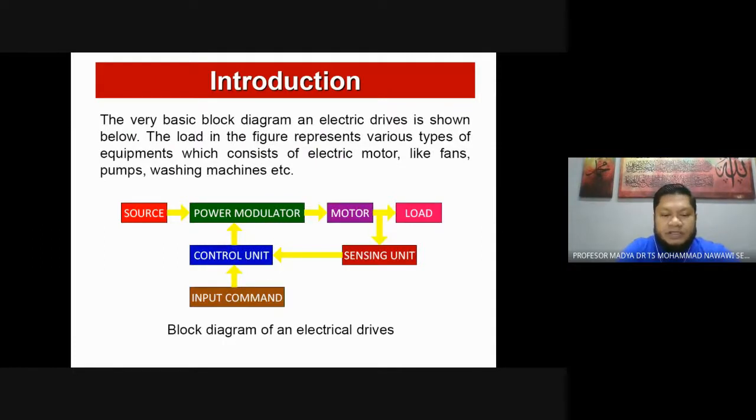Okay, so this is the same block diagram that we have seen before. We have this source, normally coming from the battery, and then we have this power modulator. This is actually the power electronics. Power modulator is actually the power electronic converter. Then we have the motor, and we have the load, and of course we have the sensing unit that senses the position and the speed of the motor, and then sends it back to the control unit.